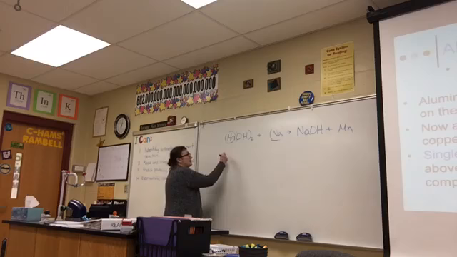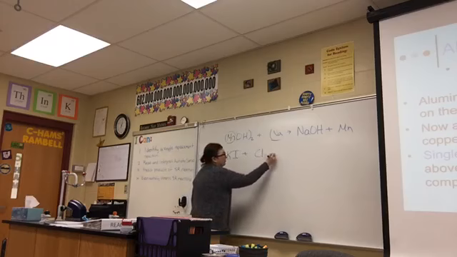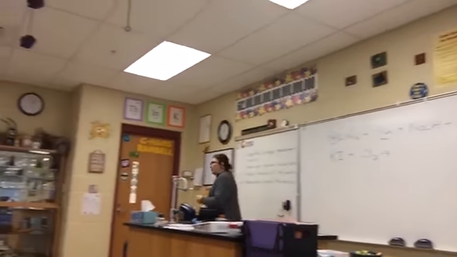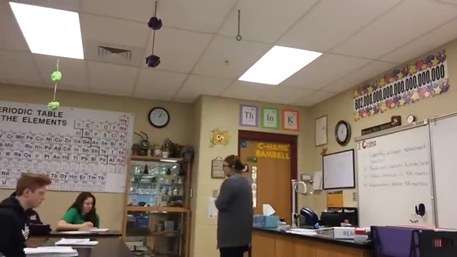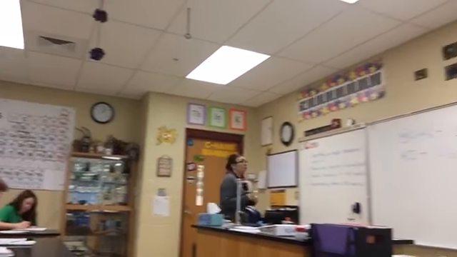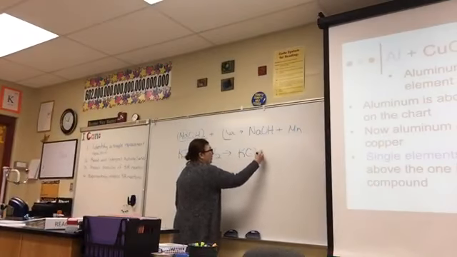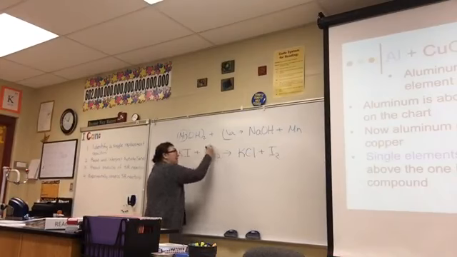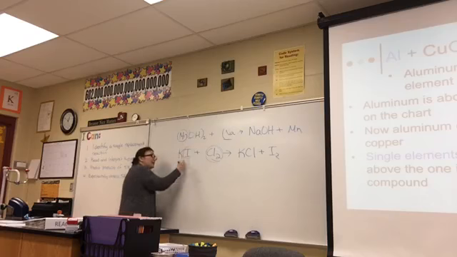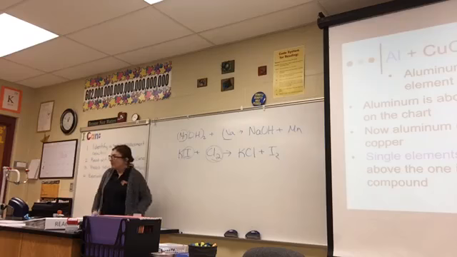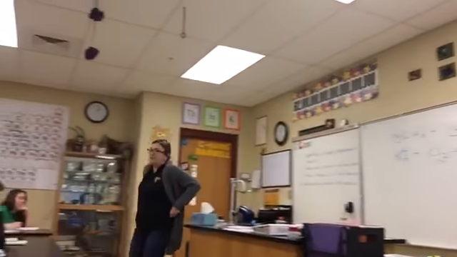Now if I have this, KI plus Cl2. Now you gotta look at the bottom part of that table. Can chlorine replace iodine? Yes, chlorine can. So it's going to make potassium chloride plus iodine, because chlorine's a non-metal, it must replace the non-metal. You cannot have ICl together. Does that make sense? Now I want to show you this back here.